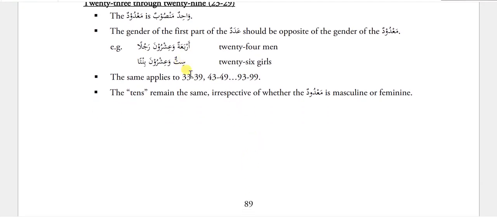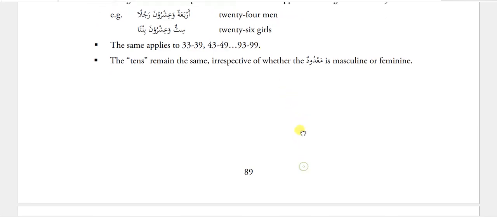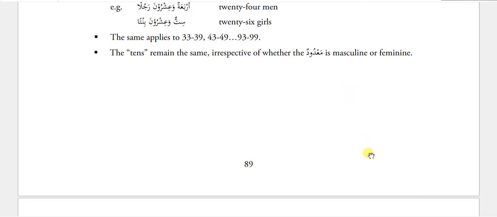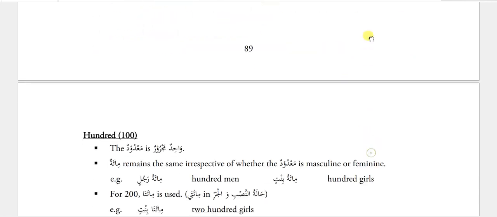Now the same applies to 33, 39, 43 to 49, 93, 99, as I told you. The tense remains the same irrespective of whether the madud is masculine or feminine. So tense doesn't have any effect of muzakkar and muannas gender.